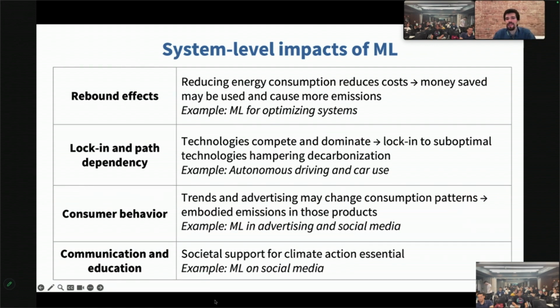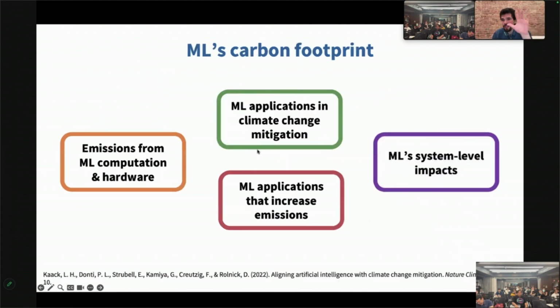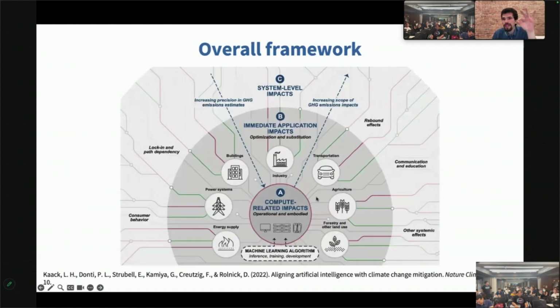There are also other things like communication and education. This can be both good and bad. Machine learning is being used both in educational positive initiatives regarding climate change, and really, I'm very worried from the perspective of large language models, how easy it is to generate misinformation in the climate and in other contexts. So there are these system level impacts. Nobody's really measuring them. If you think overall about all of these different things, you have the compute-related impacts, which are easy to measure, relatively small, immediate application impacts, both positive and negative, medium-sized, and then the systemic impacts, very, very hard to measure, but probably really big.